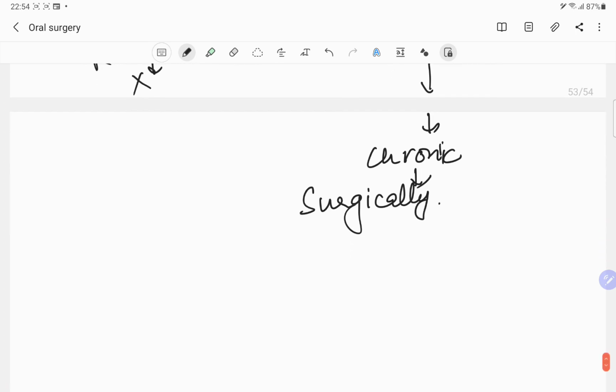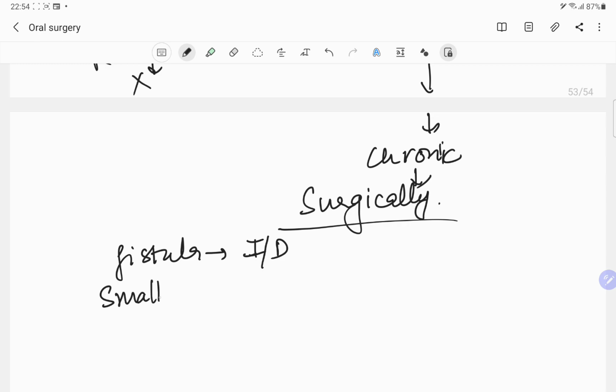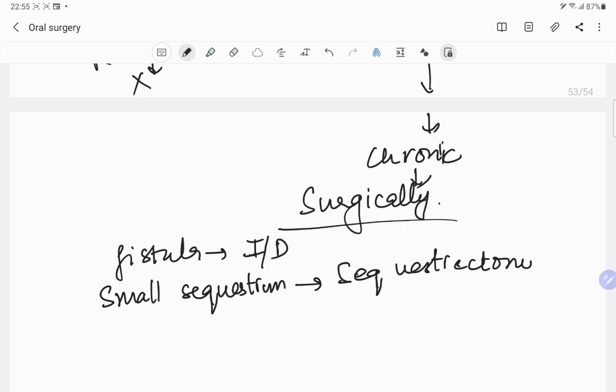If the person has loose teeth, then we call for extraction. If a person has any fistula, we go for incision and drainage. If there is a small sequestrum, then we only remove that part of the sequestrum. We call it sequestrectomy. That is removal of the sequestrum.